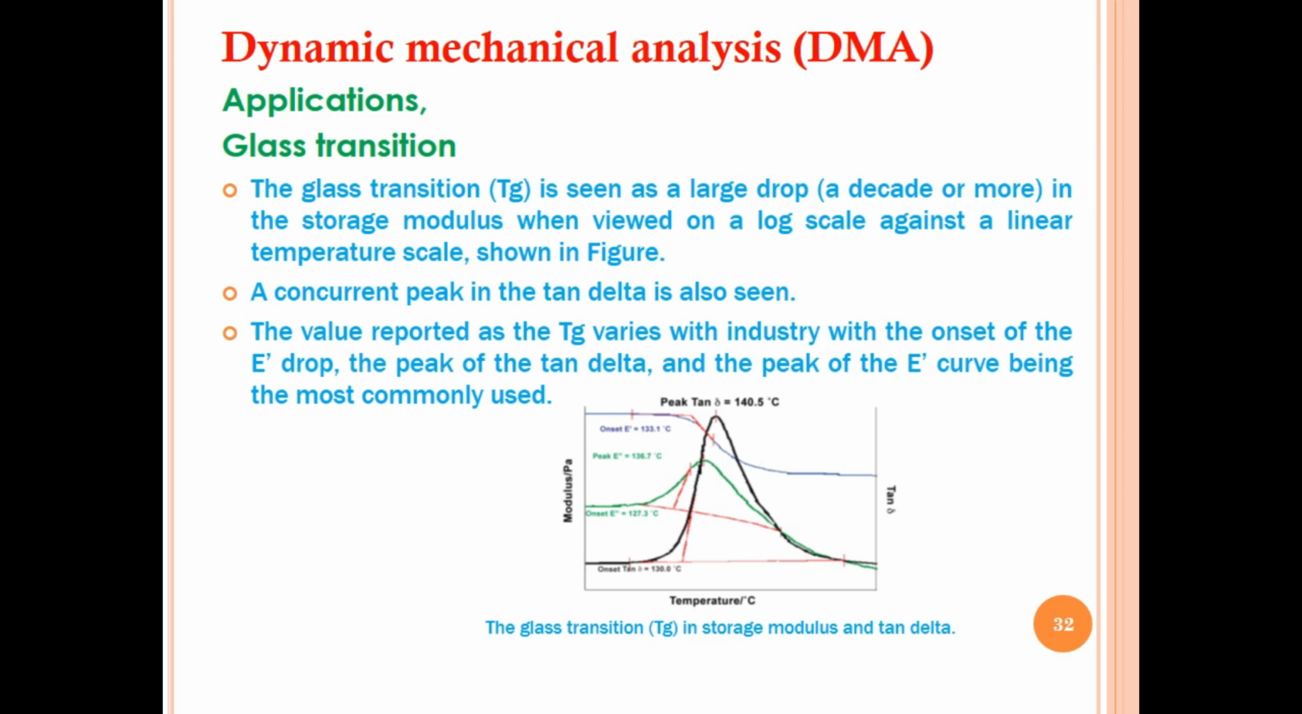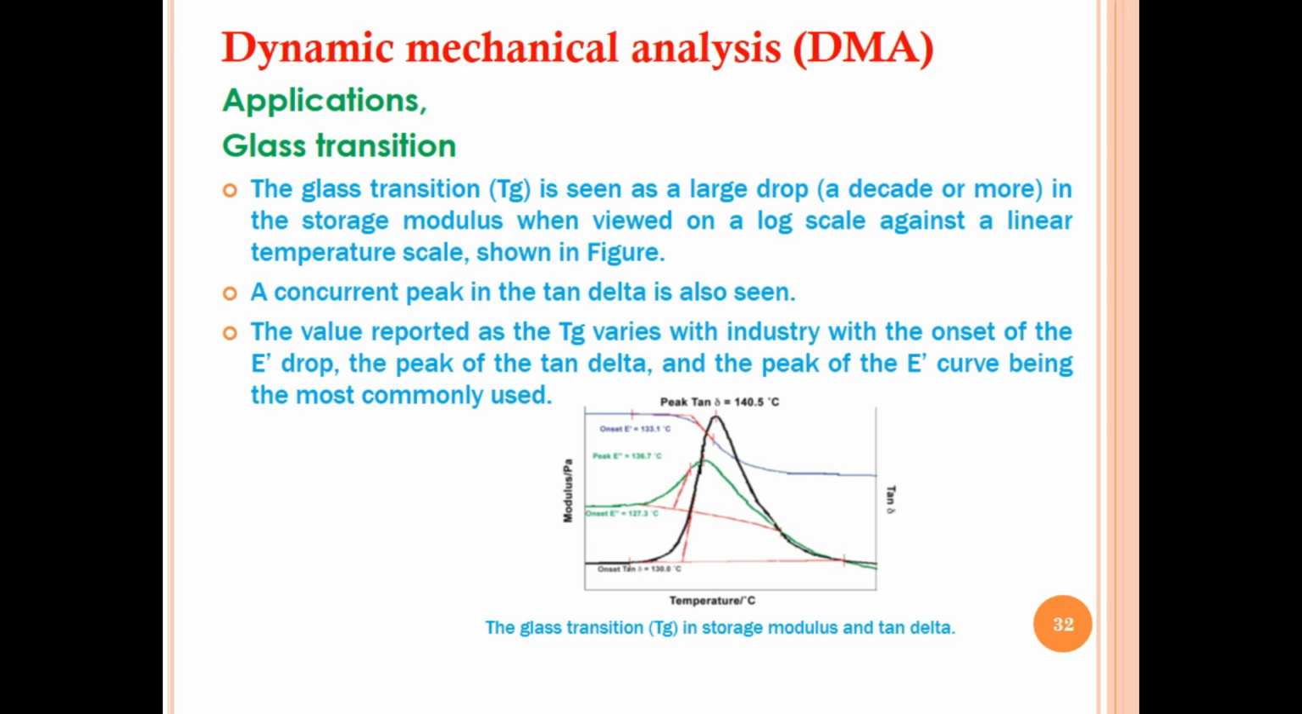Now we will discuss the various applications of the DMA technique. In the DMA technique, we can determine the glass transition temperature. This has already been discussed in former thermoanalytical techniques. In DMA, we can also determine the glass transition temperature of any polymer under investigation. The glass transition is seen as a large drop, a decade or more, in the storage modulus when viewed on a log scale against a linear temperature scale, as shown in this figure. A concurrent peak in the tangent delta is also seen.